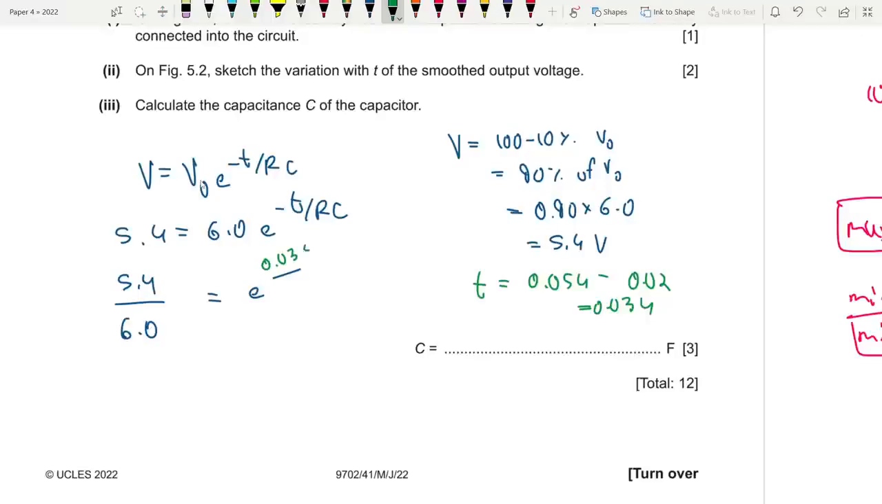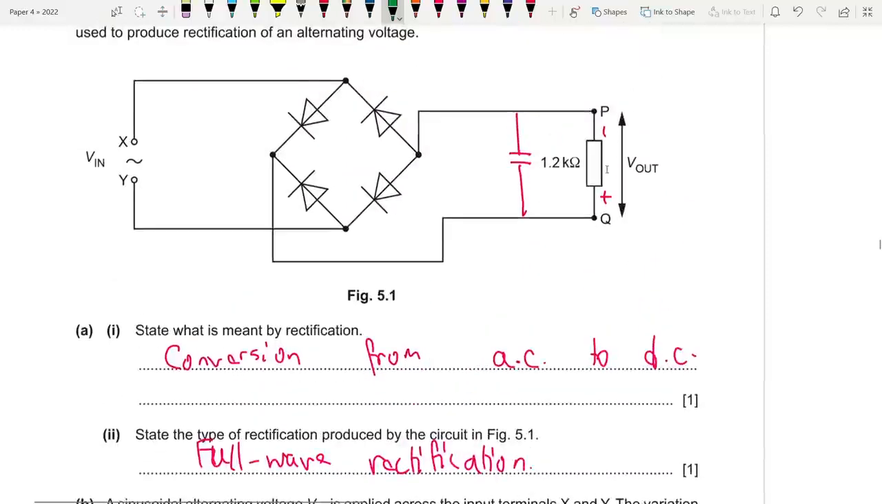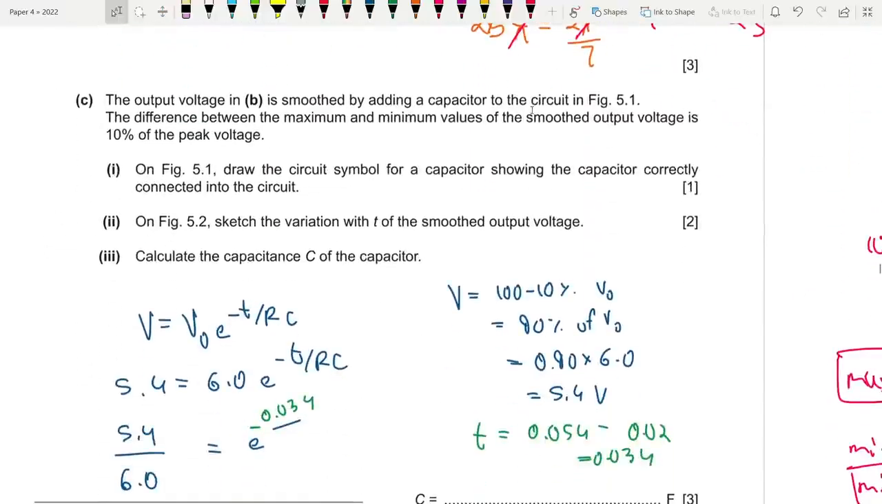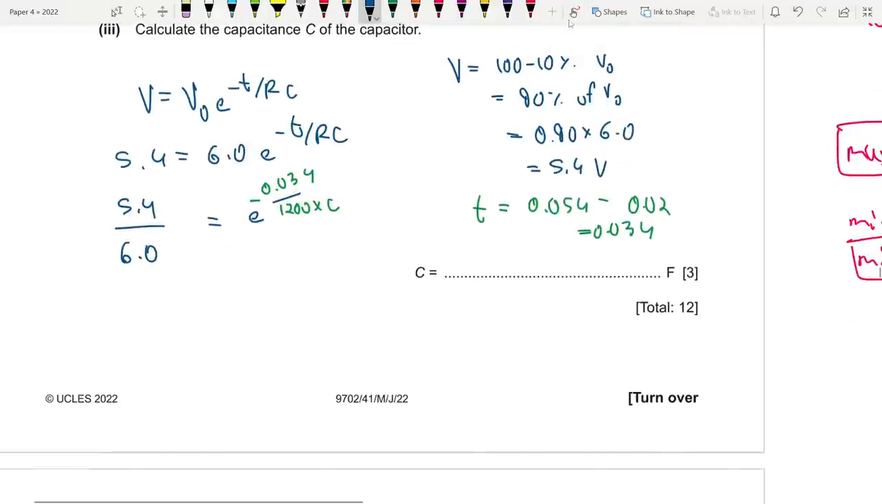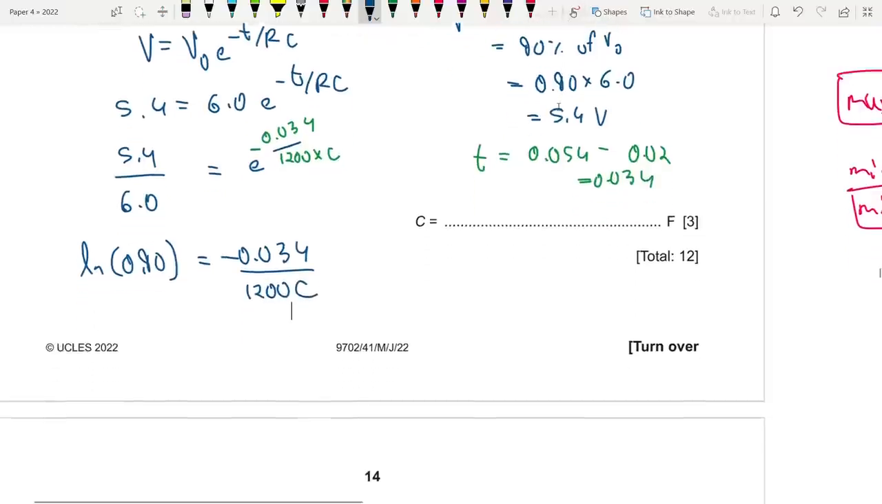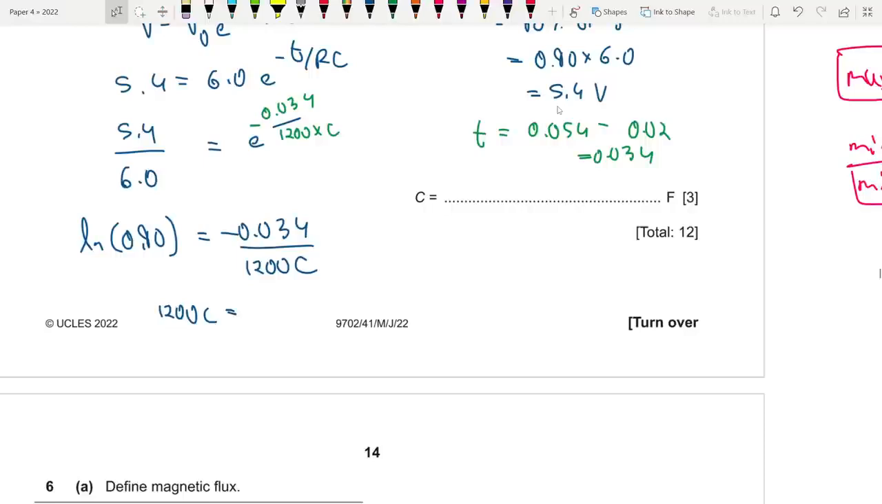So 0.034 divided by RC, where R is the resistance in the circuit and C is the capacitance. So R is basically 1200, and C is unknown. So that's 1200 times C, which is unknown. To deal with the exponential E, we use ln, right? So ln 0.90 is equal to minus 0.034 divided by 1200 C, okay? Or 1200 C is equal to minus 0.034 divided by ln 0.90.